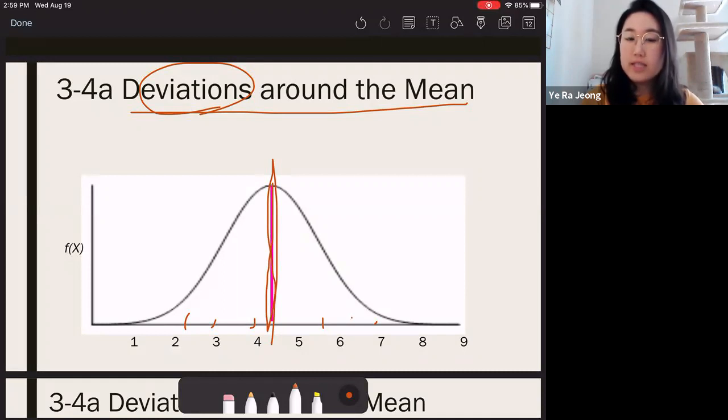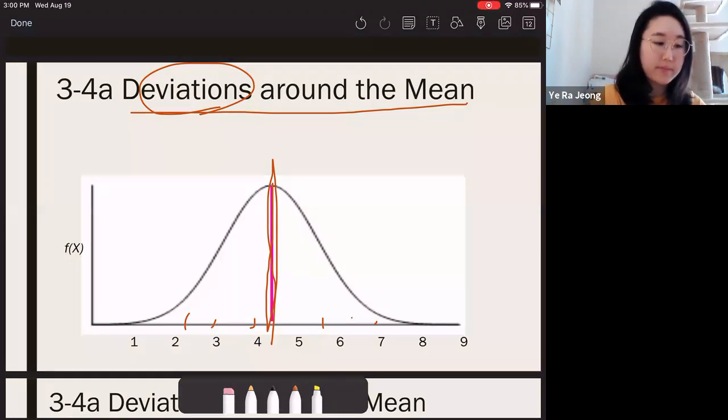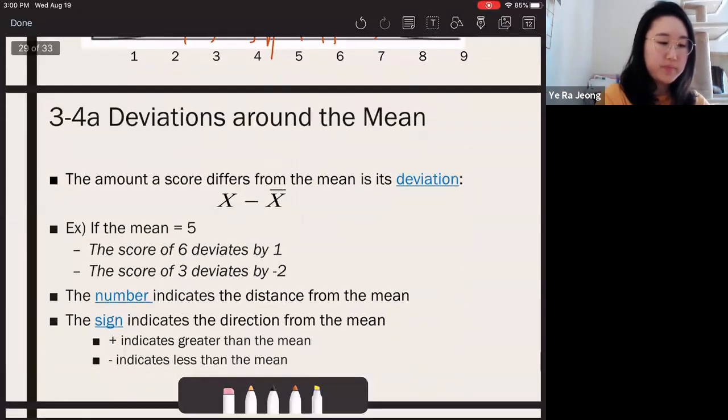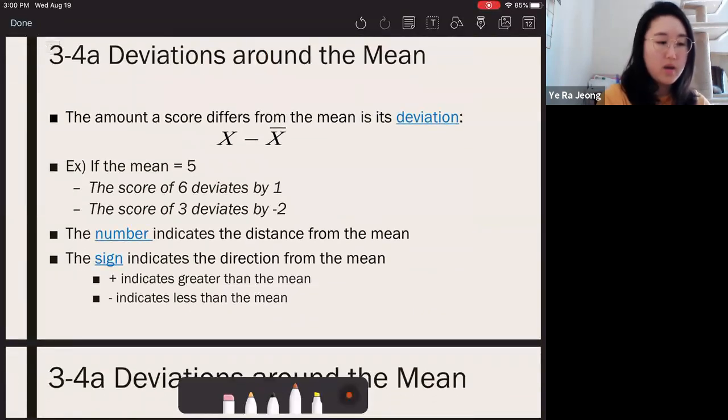But if the class average, let's say, is 88, now my raw score of 70 is lower than the class average of 88. Okay, so by looking at the distance from the mean and in what direction, I can see where I stand compared to the rest of the people in the class. So by deviation around the mean, we mean that we're calculating the distance of each person's score from the mean. So how much your score differs from the mean is its deviation distance.